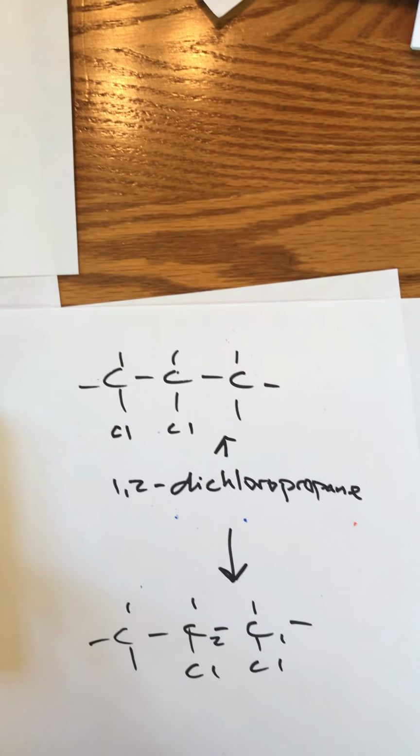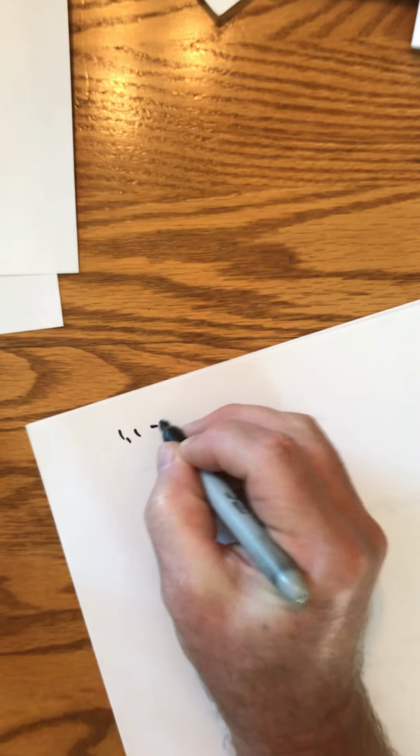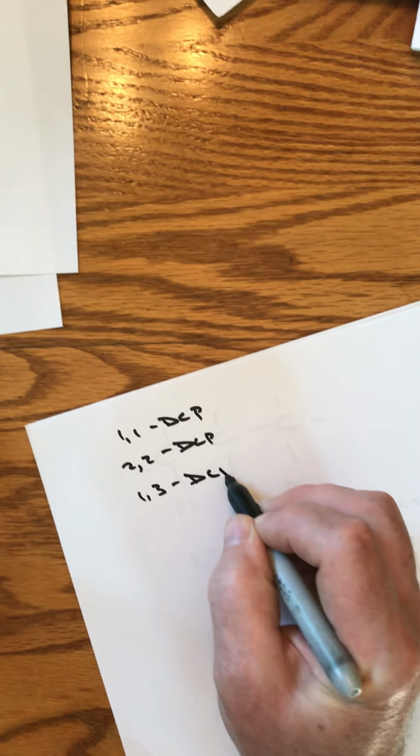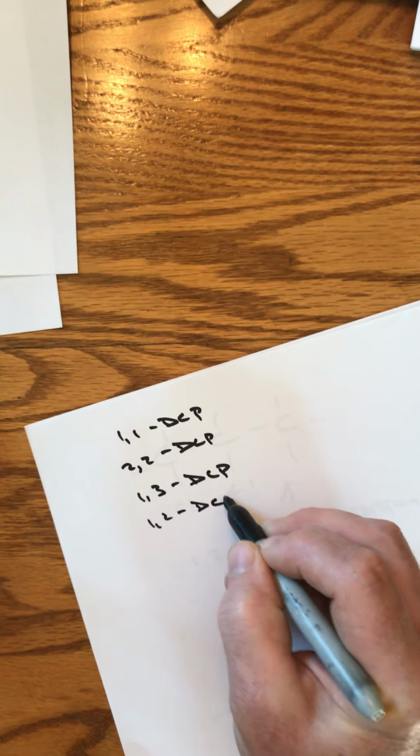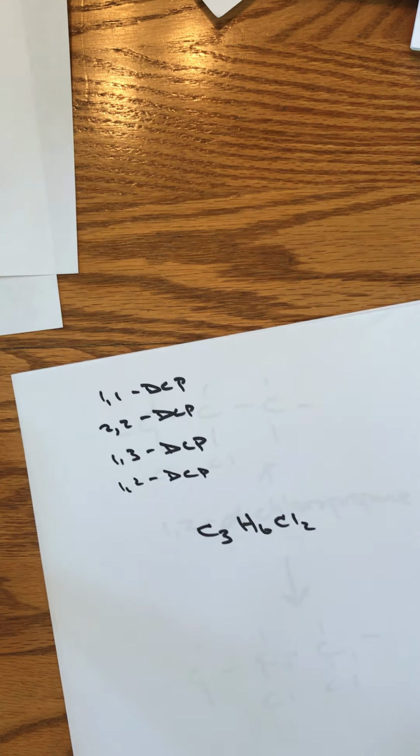So I think we've done all of our isomers of dichloropropane. So we had 1,1-dichloropropane, we had 2,2-dichloropropane, we had 1,3-dichloropropane, and we had 1,2-dichloropropane, and all of them had 3 carbons and 6 hydrogens and 2 chlorines. They would all have the same molecular formula. They would have different structural formulas. They would have different condensed structural formulas as well.